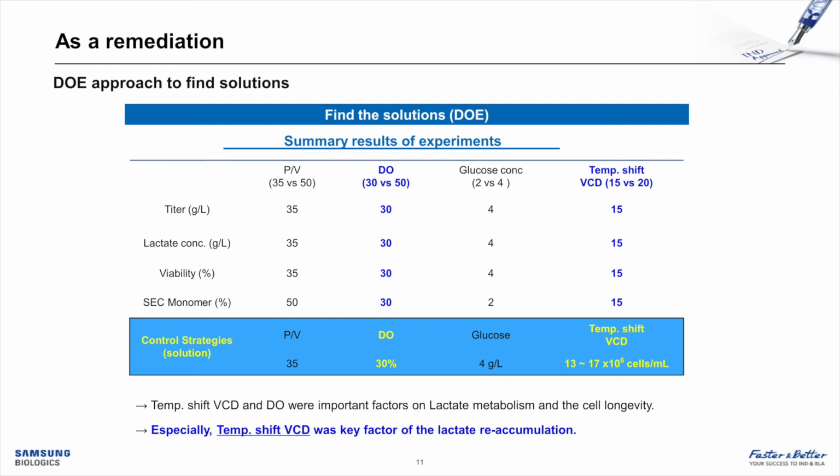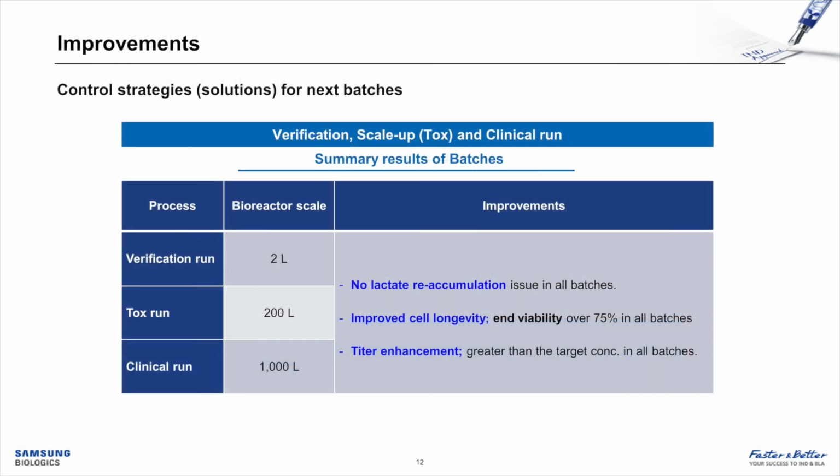Therefore, we set control strategies in order to reduce process variation. The slide shows a summary of 2 liter, 200 liter, and 1000 liter scale, applying the control strategies set based on the troubleshooting. As you see, no process variation by lactate re-accumulation was found, and similar productivity throughout the scale was achieved.